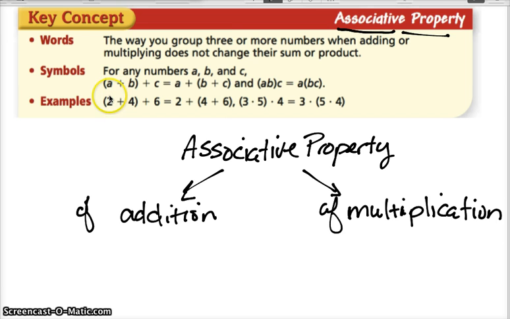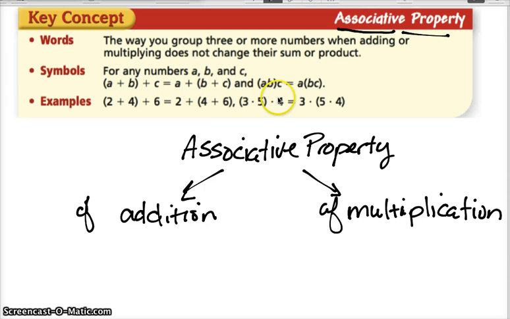If I'm adding three numbers, a plus b plus c, remember parentheses give importance or priority to a certain operation. If I add a plus b first, then add c, it's the same thing as adding a plus the quantity of b plus c, so adding b plus c first and then adding a. This is going to yield the same answer.